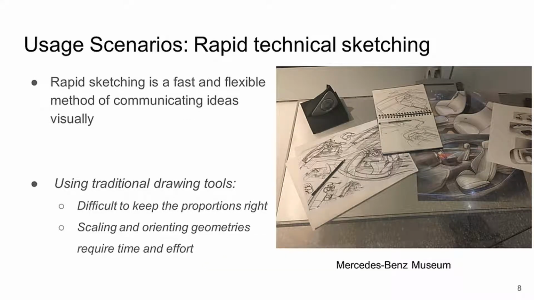The second example was rapid technical sketching. Rapid sketching is a fast and flexible method of communicating ideas visually. There exist some difficulties with using traditional drawing tools. It is difficult to keep proportions right, and scaling and orienting geometries require time and effort.